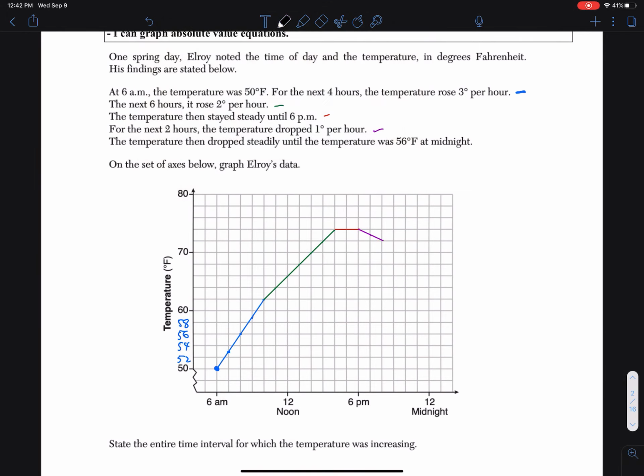And the last part, the temperature then dropped steadily until the temperature was 56 degrees at midnight. So I'm going to go to 12 midnight, and I'm going to plot 12 midnight, 56 degrees, which would be right here. And then I'm just going to connect the line up here. So that's what your graph should look like.